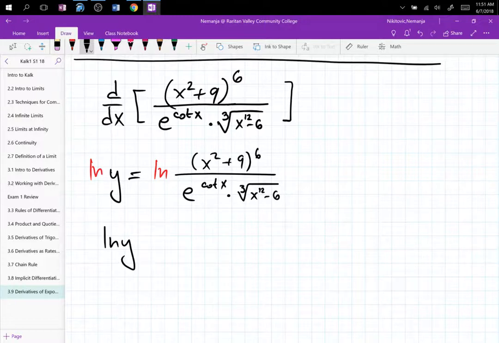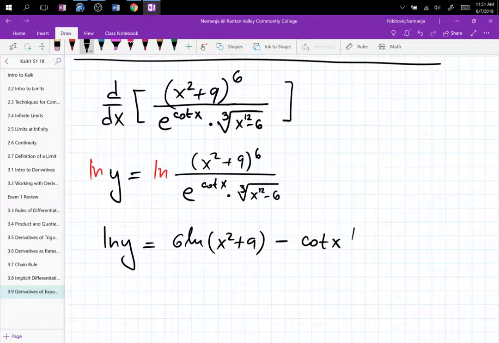Left-hand side, nothing to do. Right-hand side, all the expansion is there. The top, 6 goes in front of ln, and we just have x squared plus 9. Easy, right? Minus cotangent x is the exponent, so that goes in front, and then we have ln e. That cancels to 1, so we'll actually be ignoring that part.